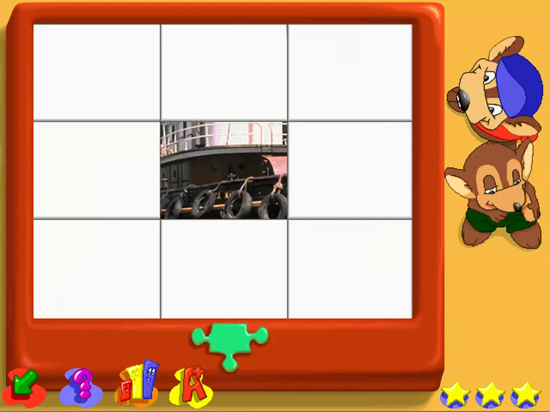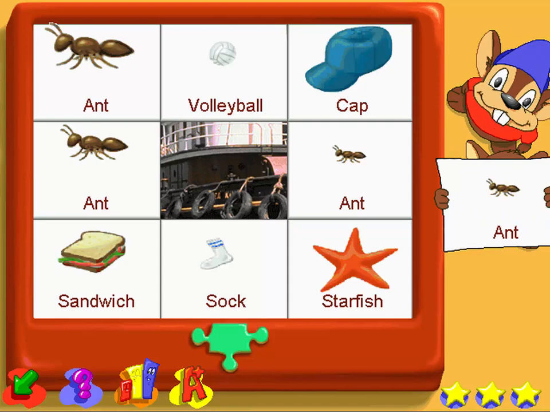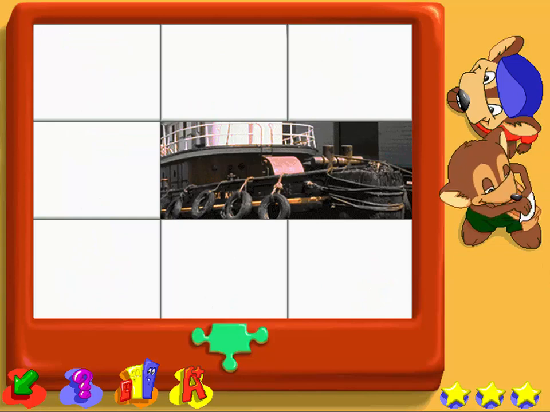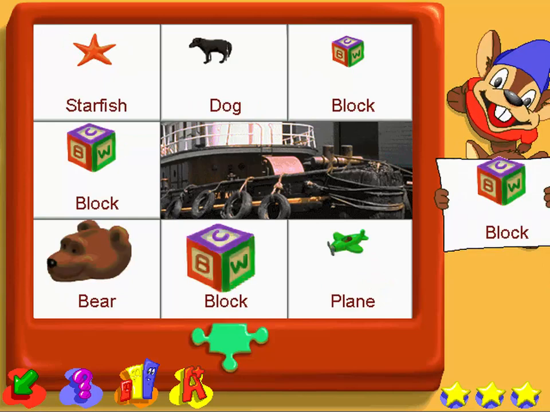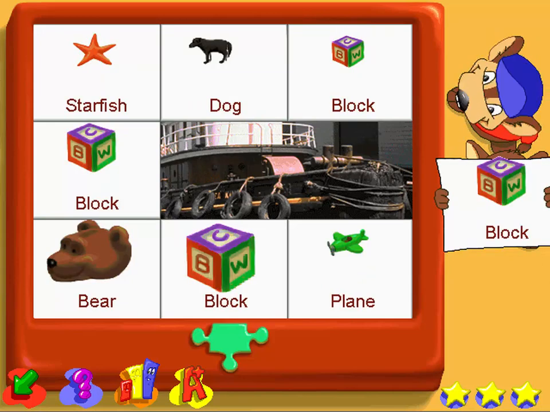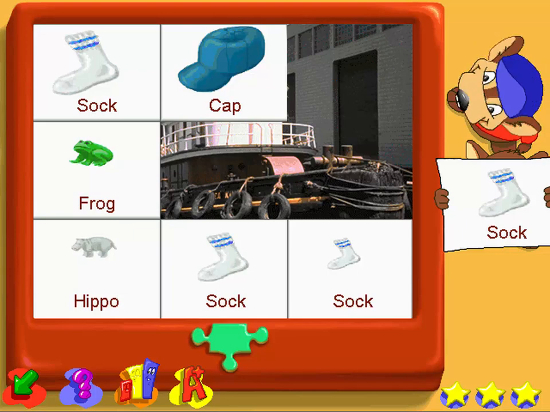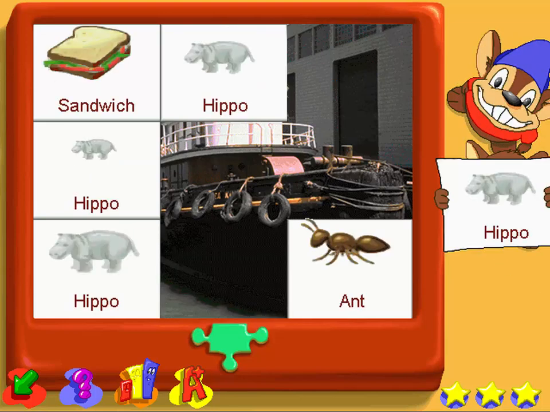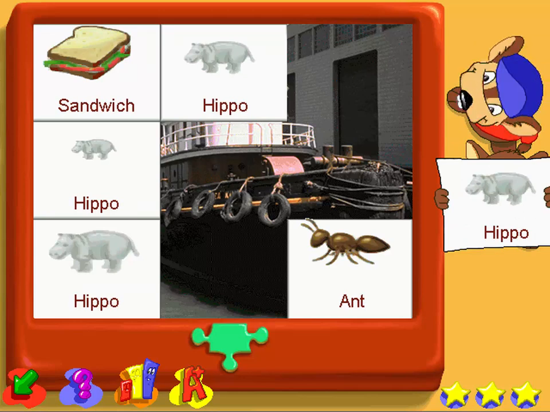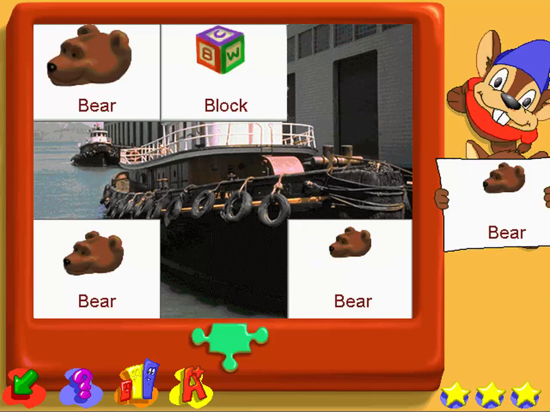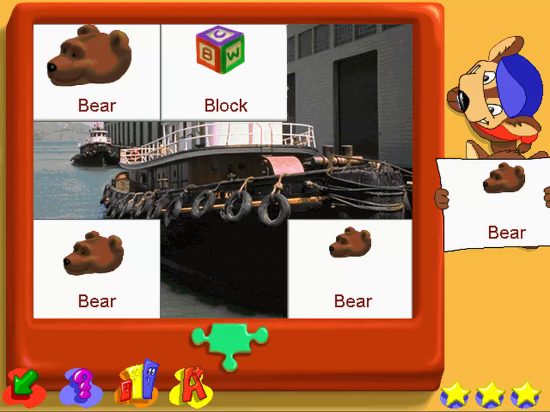Hamburger. Find the same size ant. Ant. Find the smaller block. Block. Find the same size sock. Sock. Find the smaller hippo. Hippo. Find the biggest bear. Bear.